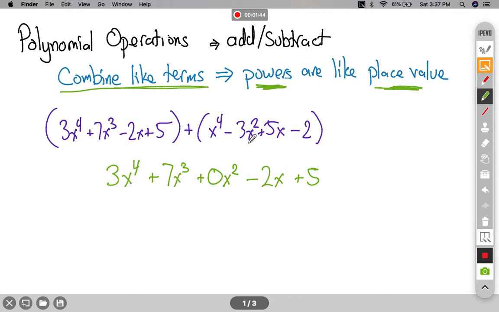So now when I come to my second one, I'm going to, again, line it up. I'm going to match up same place values. So the x to the fourth goes under the x to the fourth. The minus 3x squared comes underneath the x squared. I don't have an x to the third, so I'll put in a placeholder. I got my 5x, and I have my minus 2.